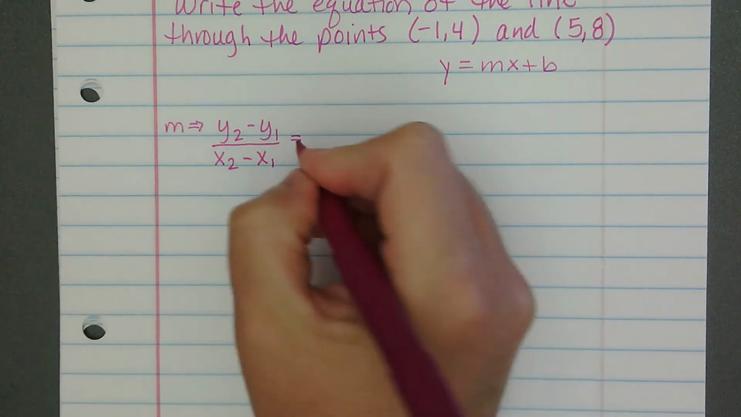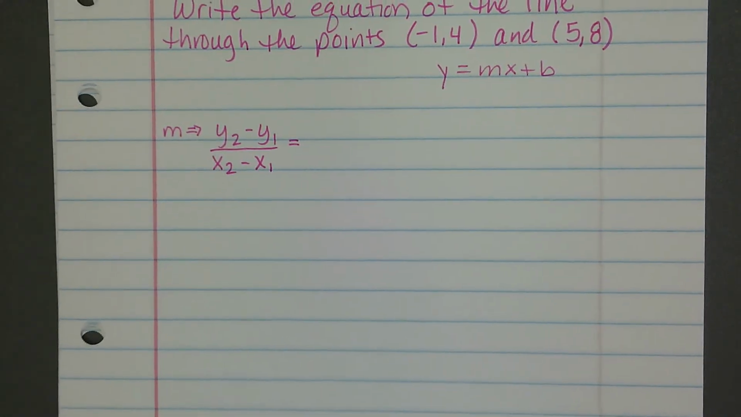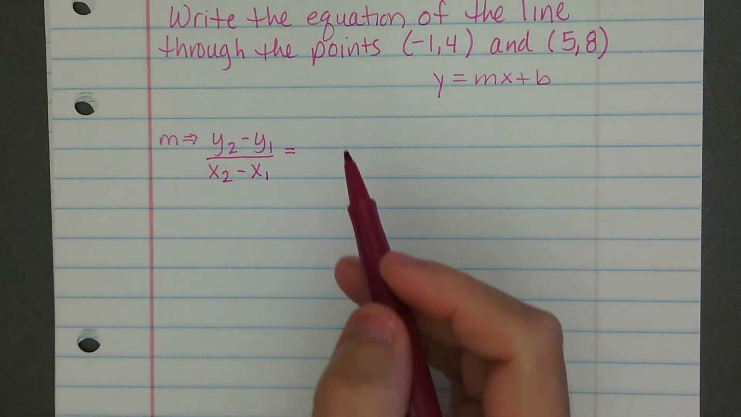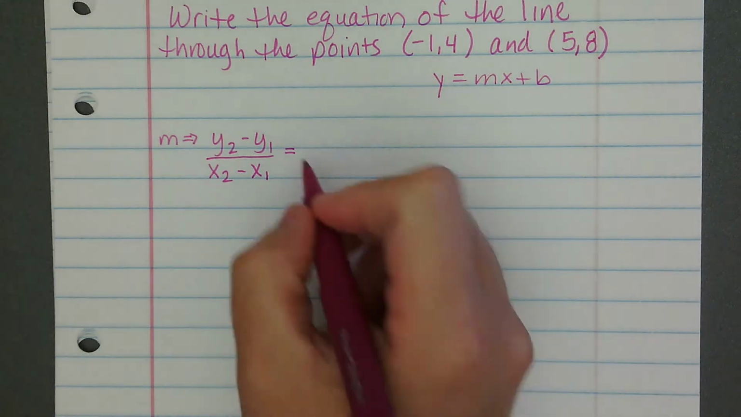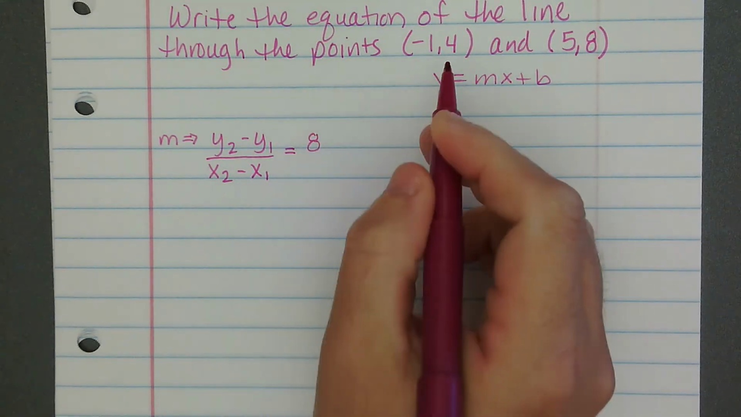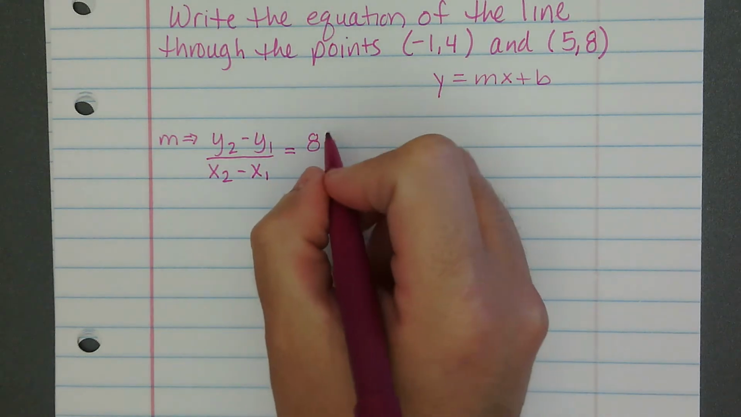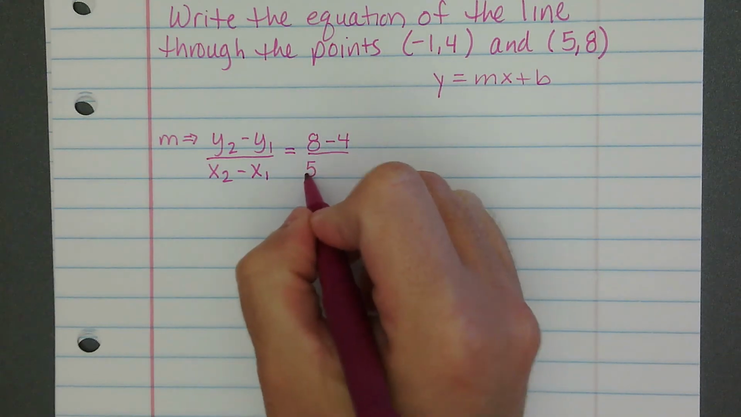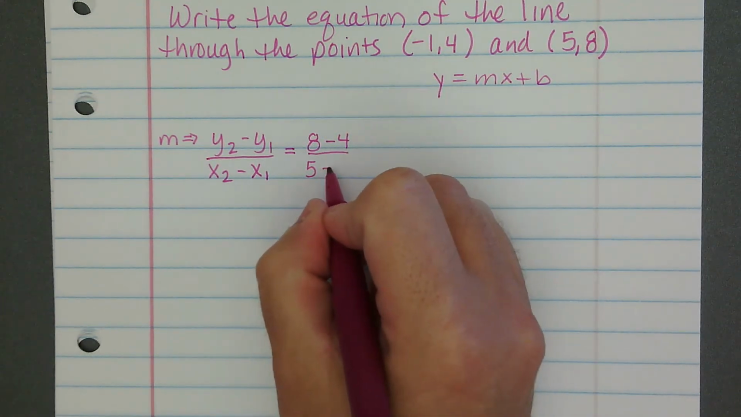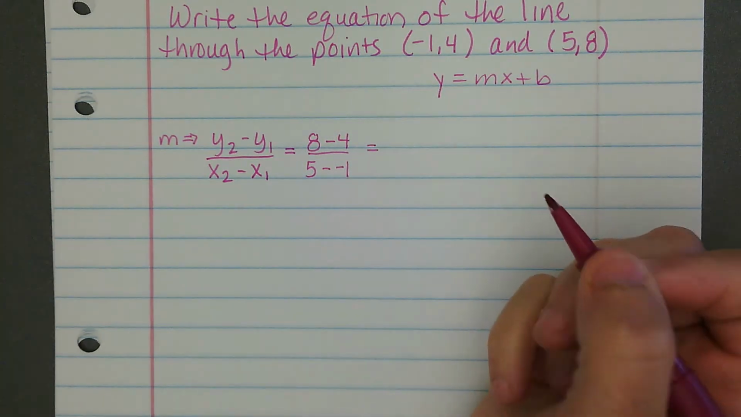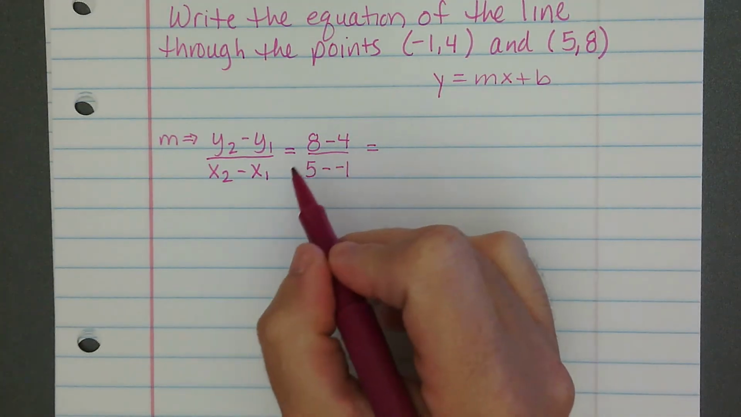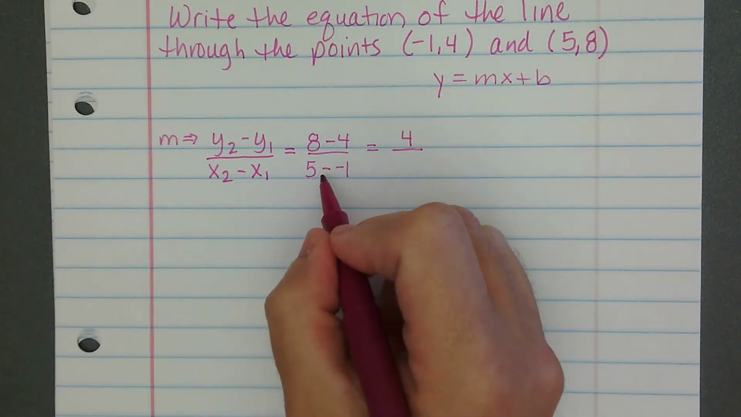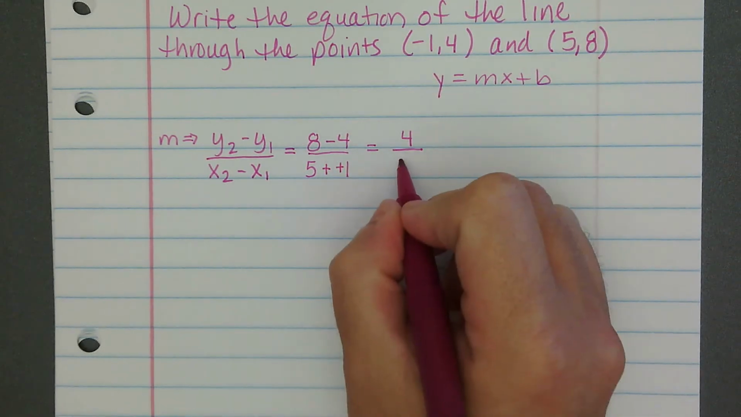And sometimes the slopes come out nice and they can divide, and sometimes they come out a little wicked. And I think this one is one that comes out a little wicked. This is y2 is 8 and y1 is 4 and x2 is 5 and x1 is -1. So don't forget you're subtracting that -1. So if you made the mistake right here and didn't have both signs, that might be your issue. The top gives you 4 and the bottom is 5 minus -1, which makes 6.